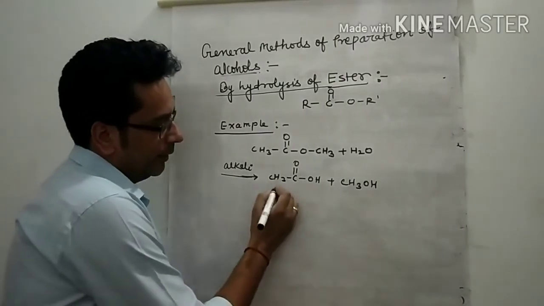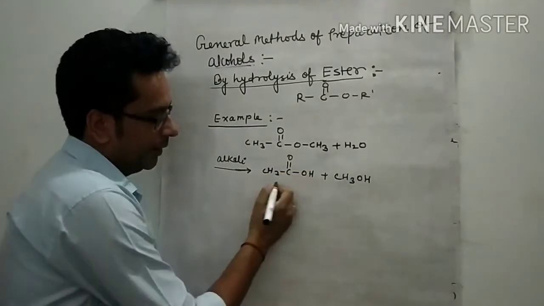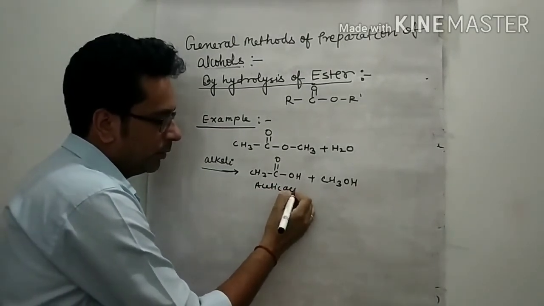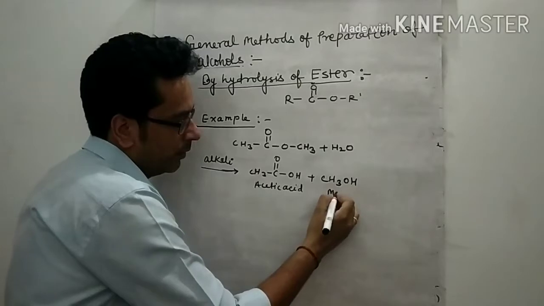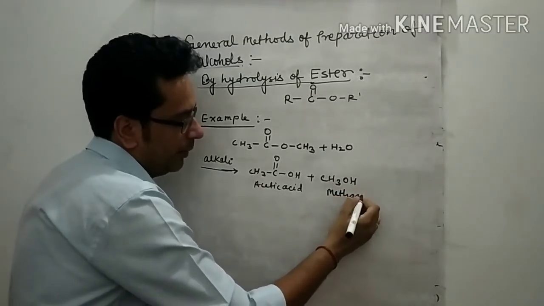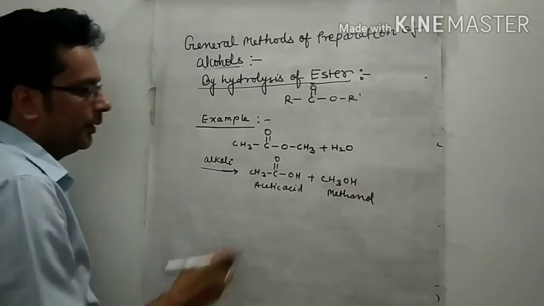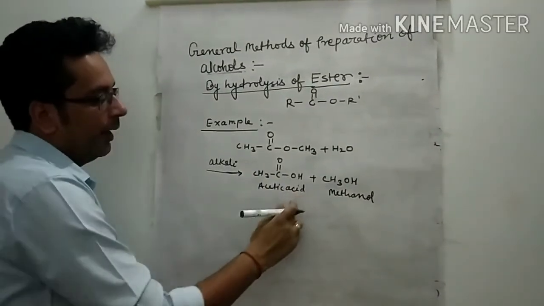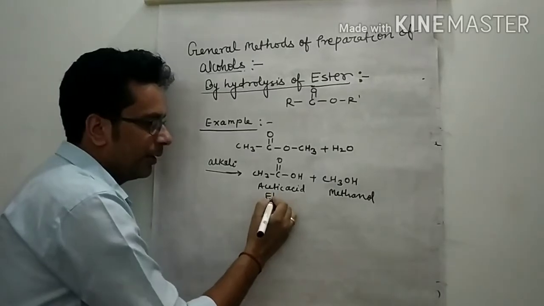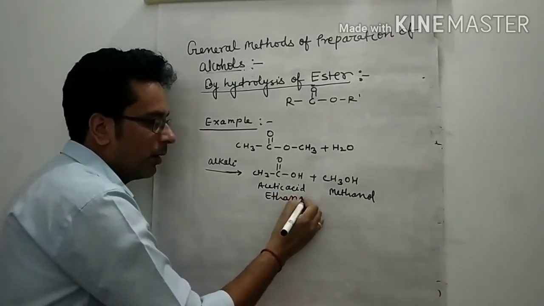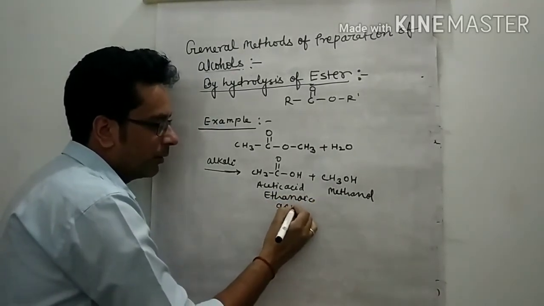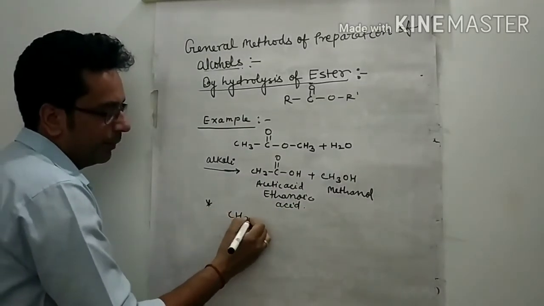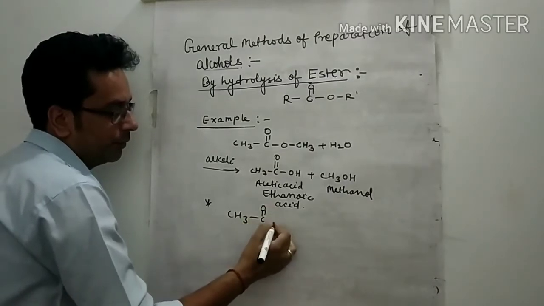Now look here, CH3COOH is acetic acid, and this one is methyl alcohol, methanol. The common name of this compound is acetic acid. The IUPAC name is ethanoic acid.